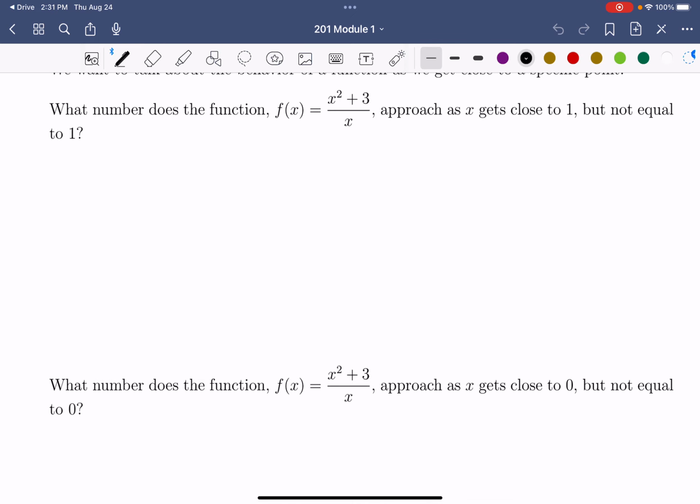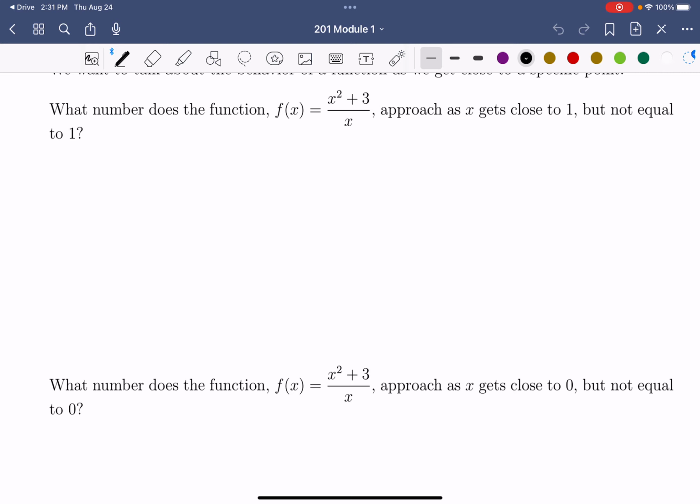What number does the function f of x equals x squared plus 3 over x approach as x gets close to 1 but not equal to 1, right? Well, why is the "but not equal to 1" part in there? Well, you've already done that. You know how to plug numbers into a function, right? So if I wanted the value at 1, we would plug in 1 and get a value. But that's not what I'm asking here, okay? What I'm asking here is, what do we approach?